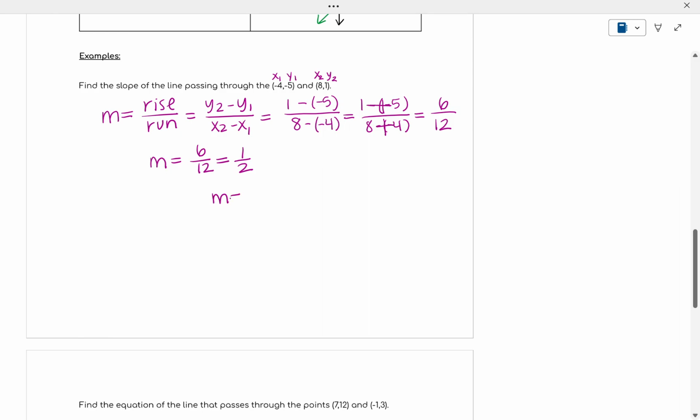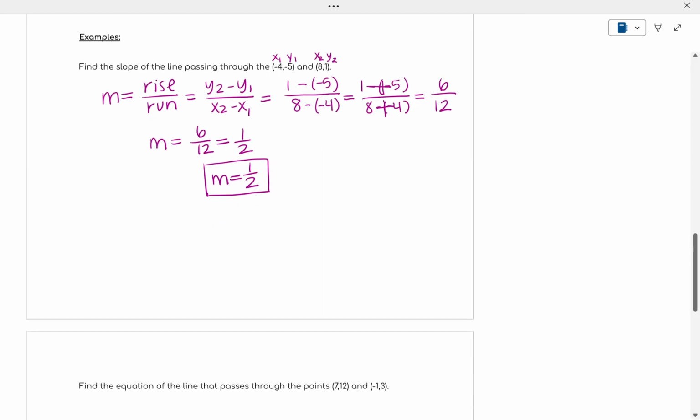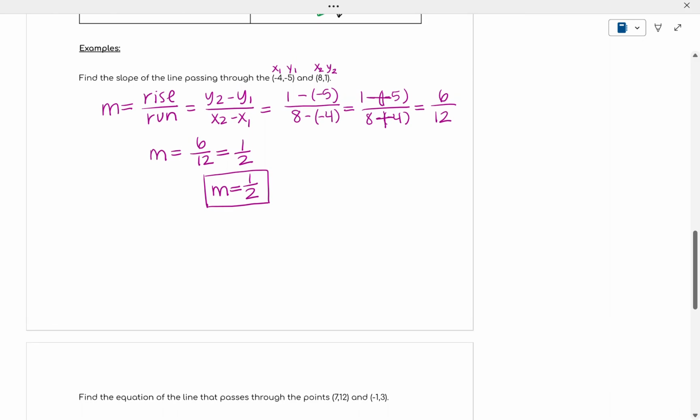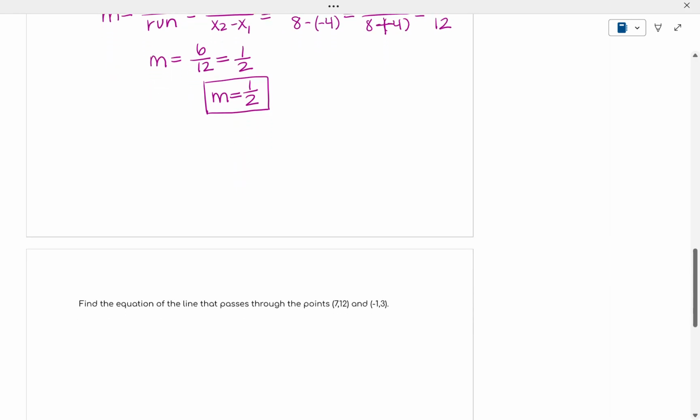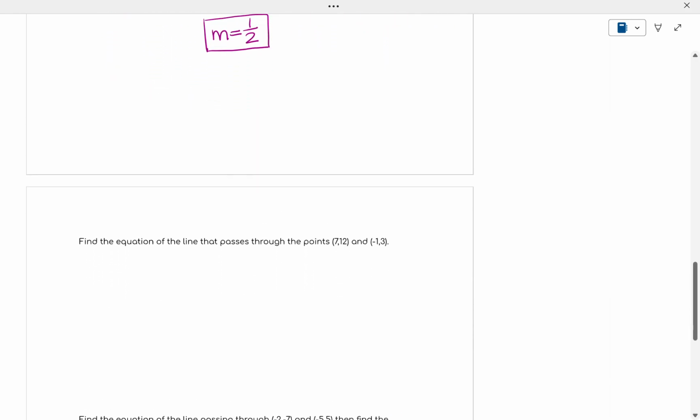So m equals 1/2. So if we were to graph the line that passes through these 2 points, the slope of that line would be 1 over 2. All right, moving on to the next example.